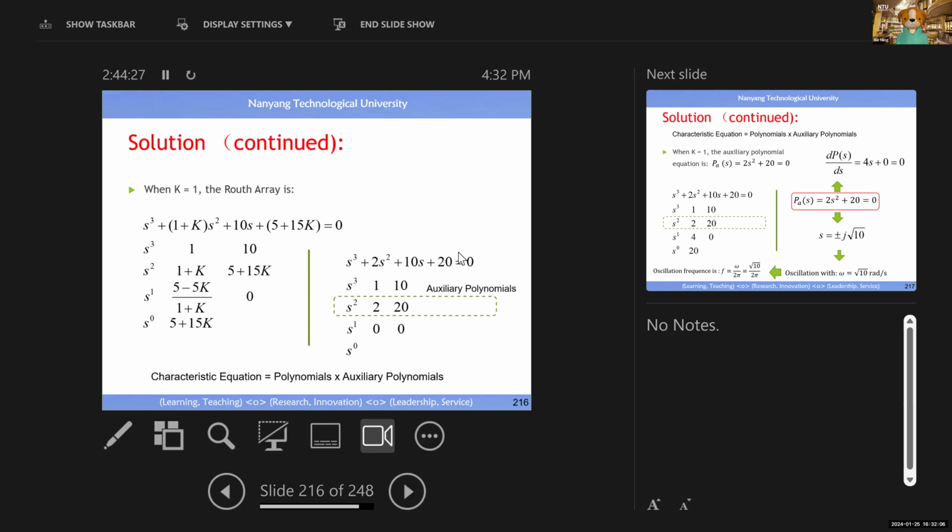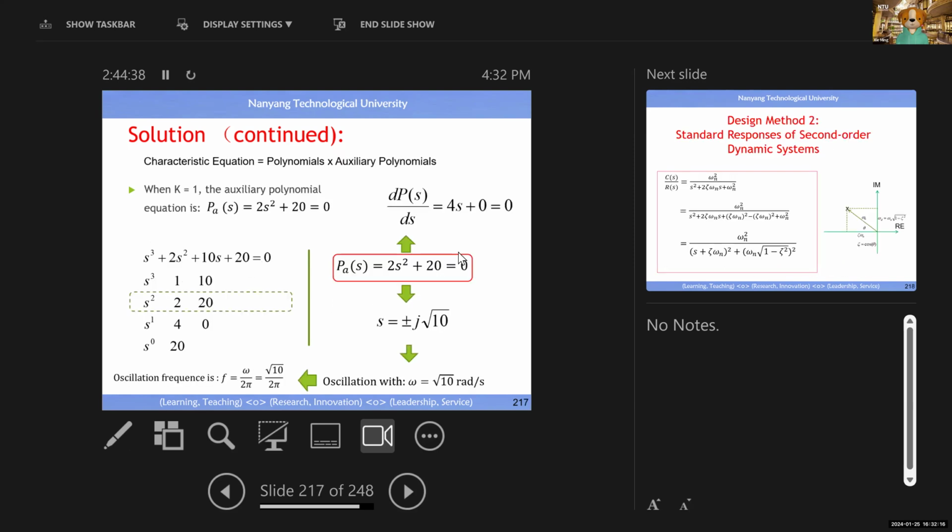So when you reach this situation, you use the previous row's coefficients. That means this will form another polynomial. This is the auxiliary polynomial. The auxiliary polynomial is part of the original polynomial. It means you can compute the roots of this polynomial, and these roots are also roots of the original polynomial equation. But the useful thing is you use this auxiliary polynomial to compute the first order derivative. Then you use the coefficients of the first order derivative, 4, 0, to replace the 0, 0, then you can continue to compute this.